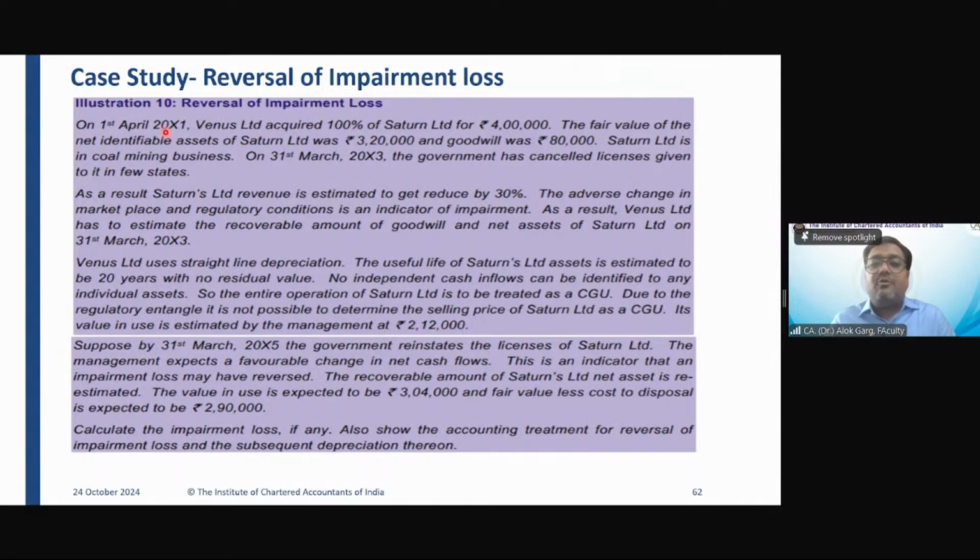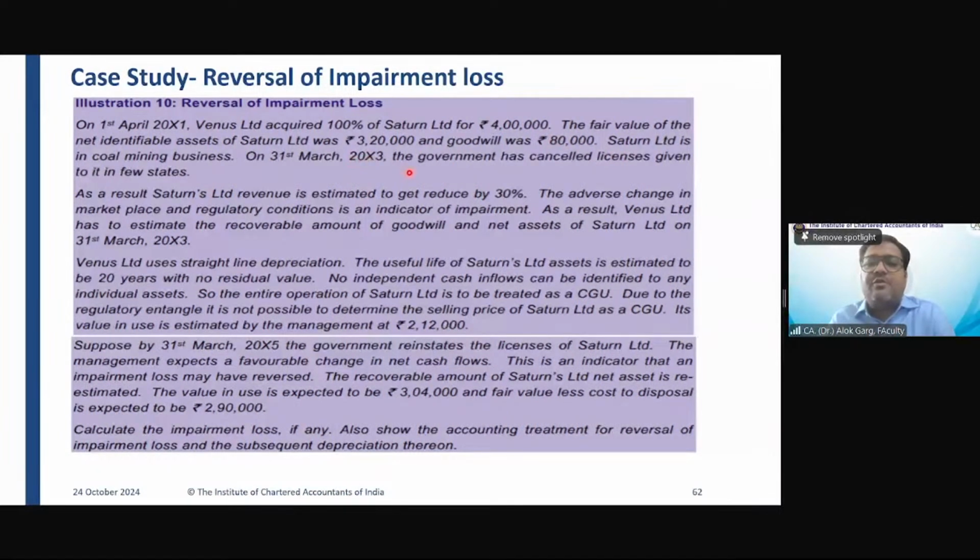On 1st April 2001, Venus Limited acquired 100% of Saturn Limited for rupees 4 lakh. So this is the acquisition of business concept. The fair value of the net identifiable asset of Saturn was 320 and goodwill was 80. The fair value of the asset acquired was 320 and the consideration paid was 4 lakh. So what is the balance amount? It is goodwill, 80,000.